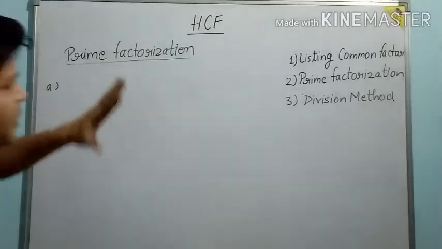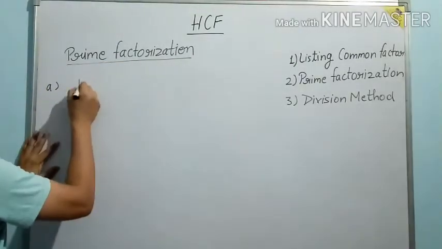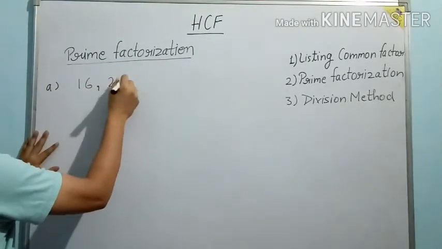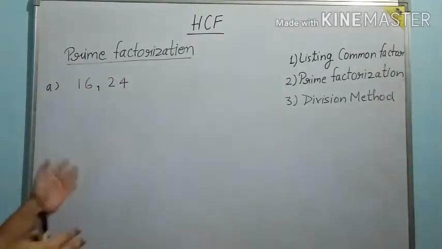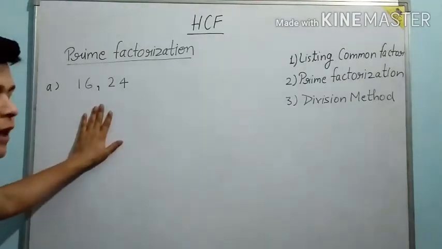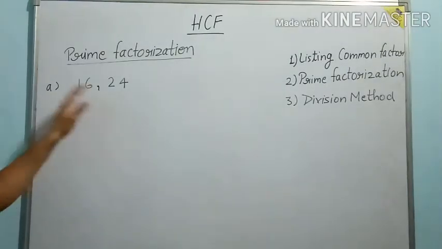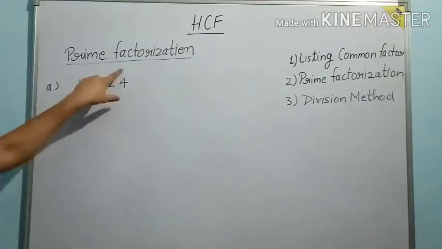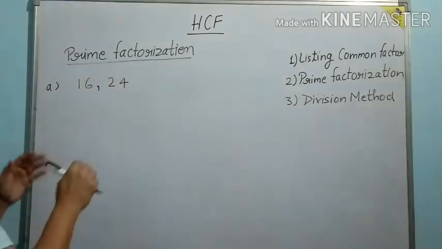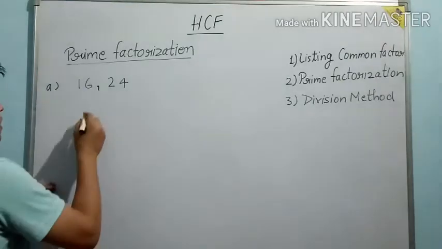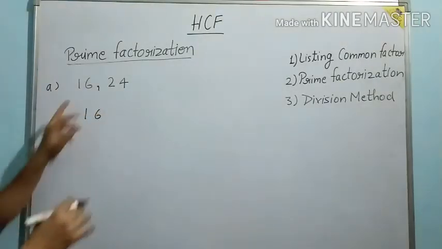prime factorization method. Okay, so I am taking the same numbers. As we all know that the SCF of these two numbers is 8. Right, now we have calculated. अभी अपने find किया था वो 8 था इन दोनों का SCF. So now we will use another method to find out the SCF of these two numbers. So according to this method, what we will do in this? First of all, we will find out the prime factors of both the numbers.